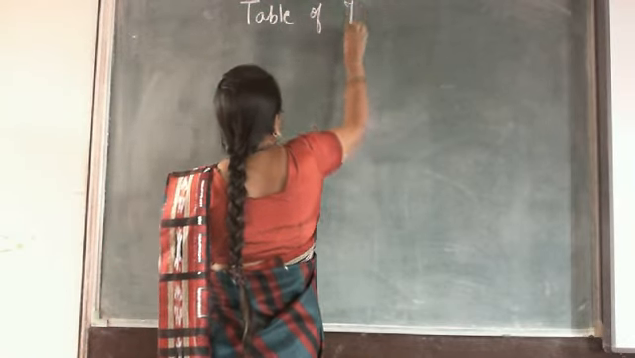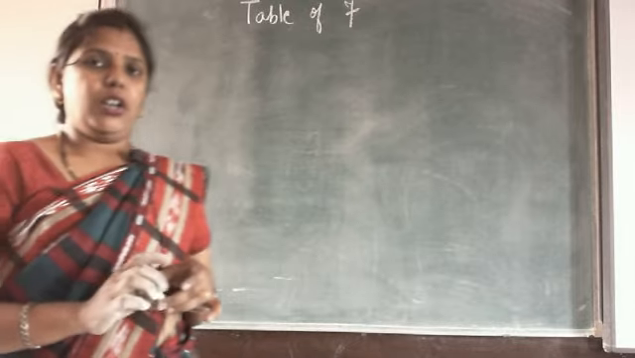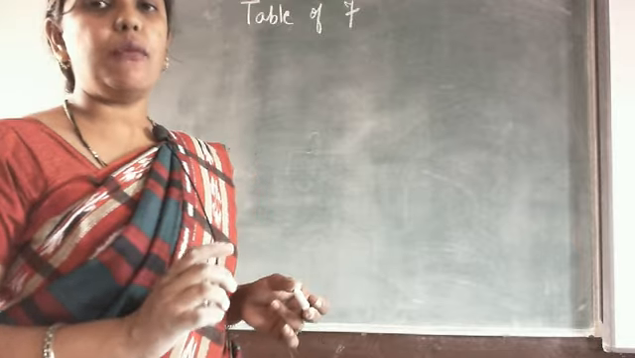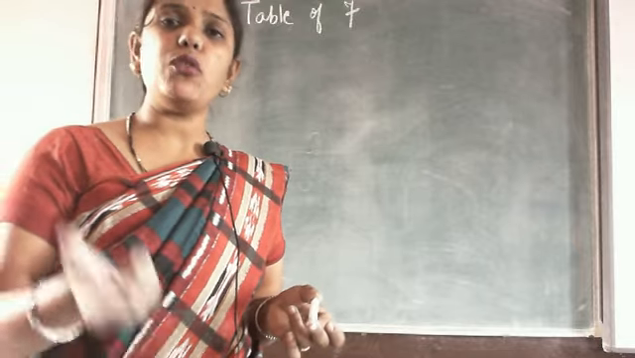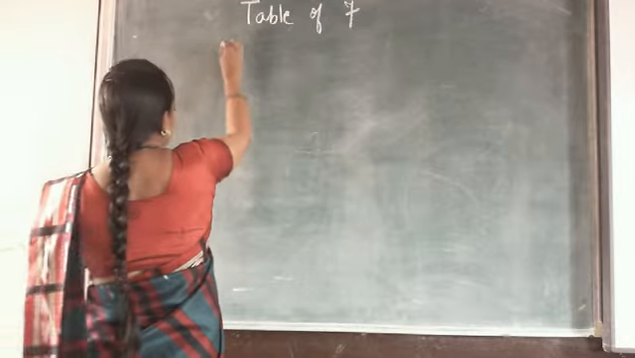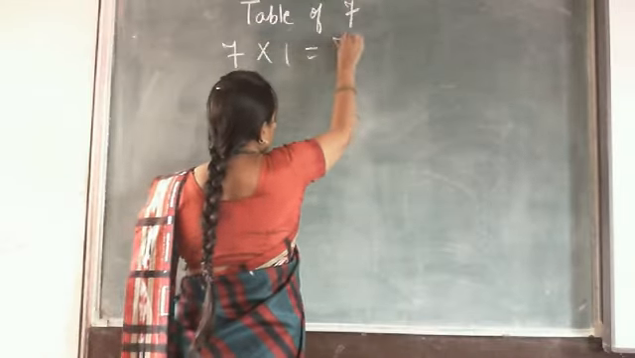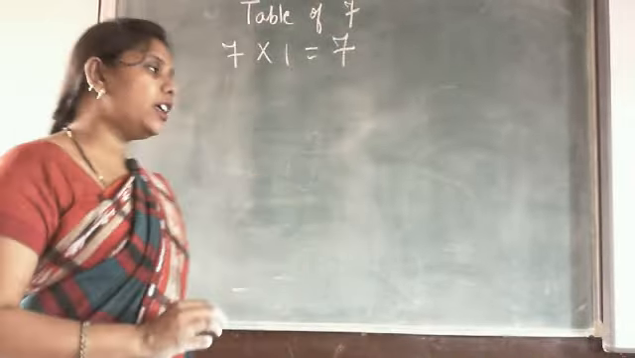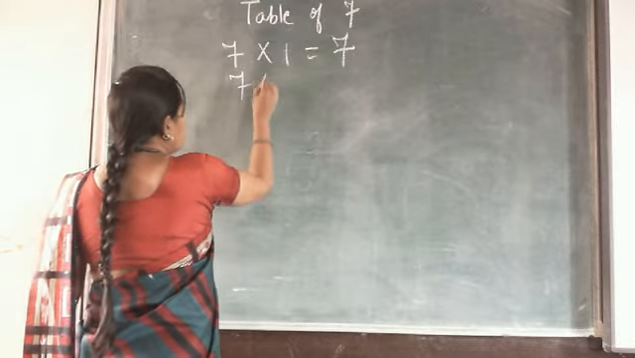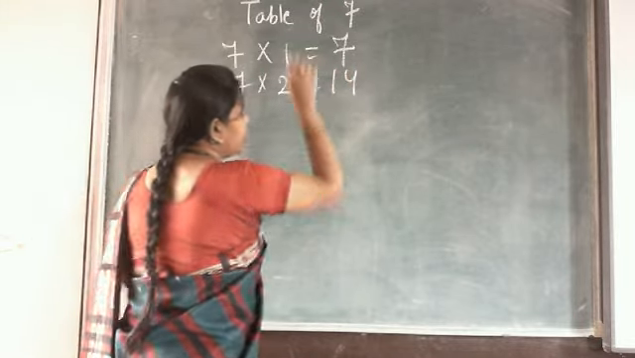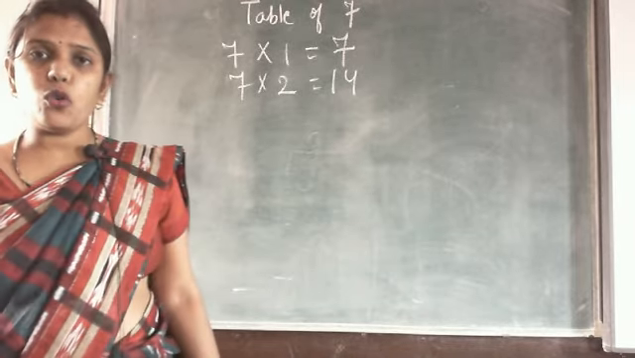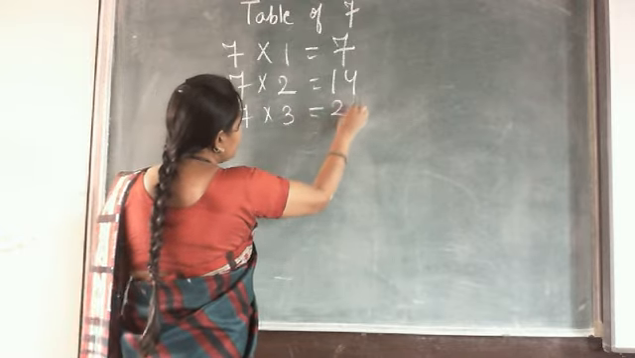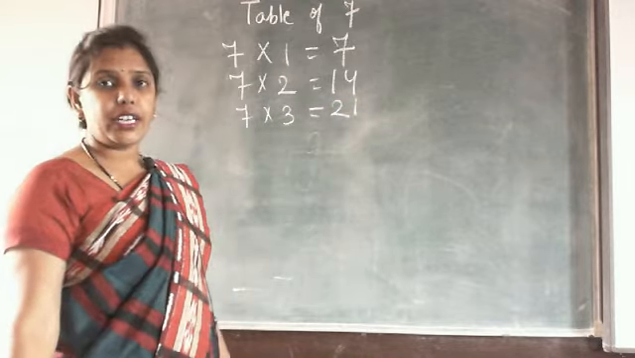Table of 7. Okay. Write with me and repeat after me. You have to repeat after me and you have to write with me also. So start writing. 7 ones are 7. All of you say 2 times. 7 ones are 7. Now 7 twos are 14. Again say 7 twos are 14. Next 7 threes are 21. 7 threes are 21.